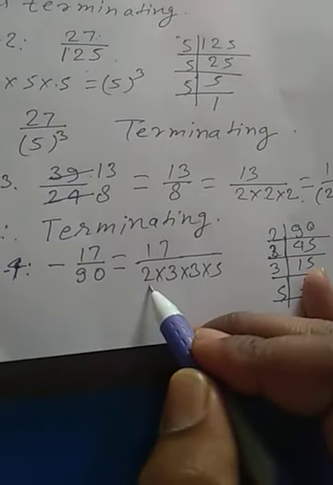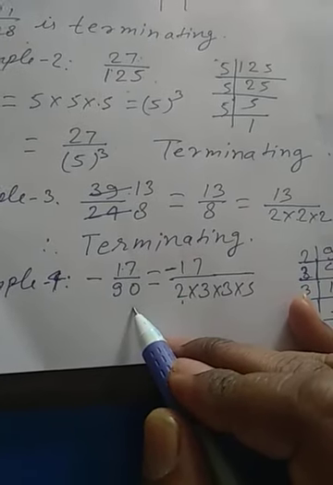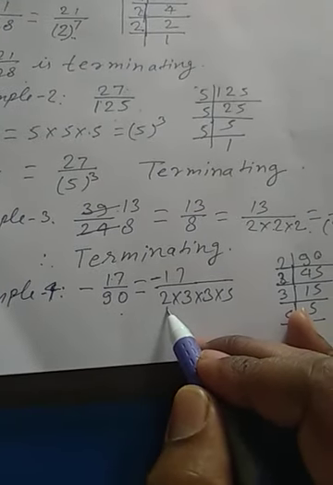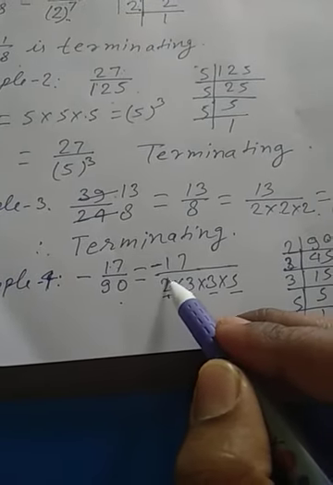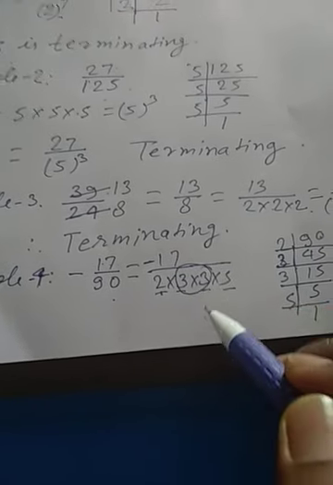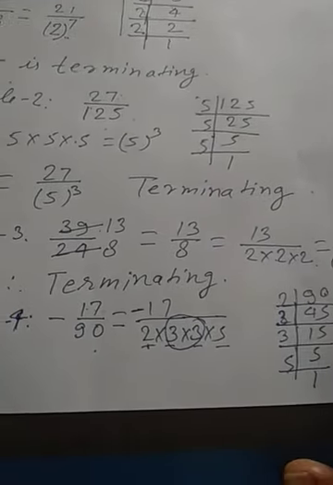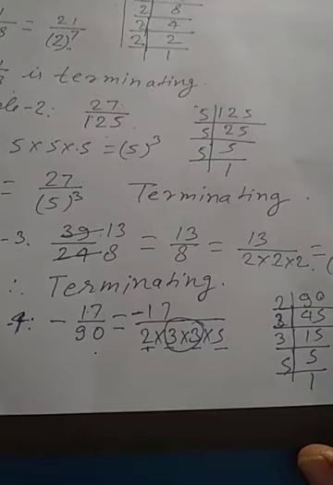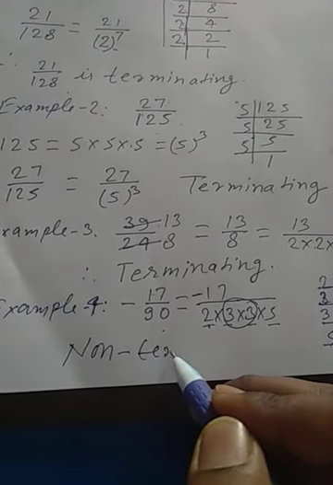Here we can see the denominator of the given number minus 17 by 90. The prime factorization of the denominator is 2 into 3 into 3 into 5. And we can see other than 2 there are 3's. If other than 2 and 5 there is some prime number, then it cannot be a terminating decimal. So this is non-terminating.